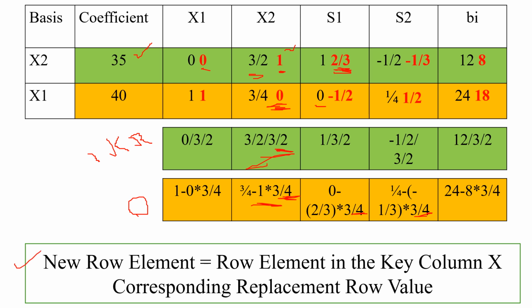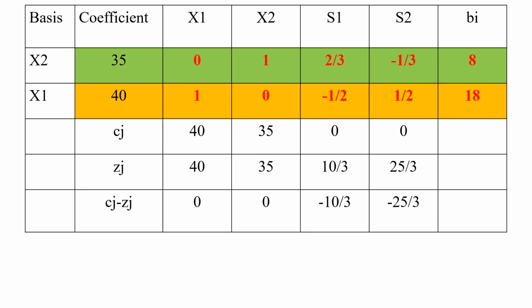The new row element means: suppose I develop the element of a particular new row, then it is the row element in the key column, which is 1, into the corresponding replacement row value, that is 3 by 4. In this way, if you understand that, then automatically you will find this particular table: 35, 0, 1, 2 by 3, minus 1 by 3, 8; 41, 0, minus 1 by 2, 1 by 2, 8, 18. If you do the same operation, 35 into 0, 40 into 1, you will find 40.